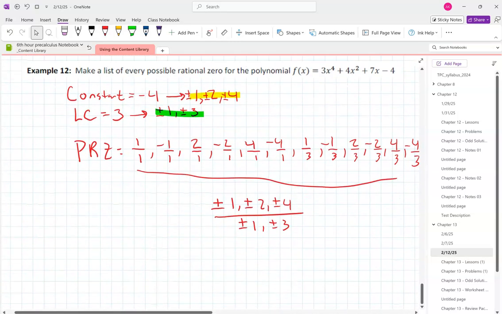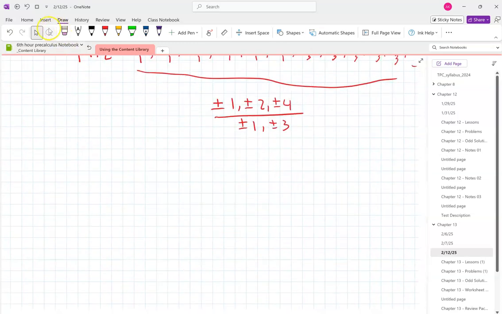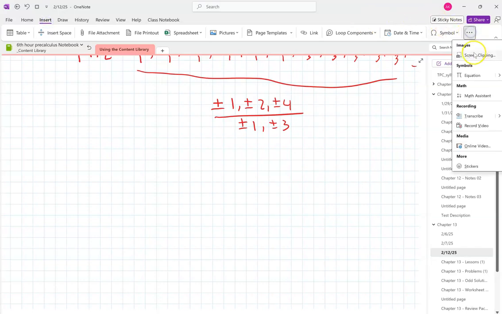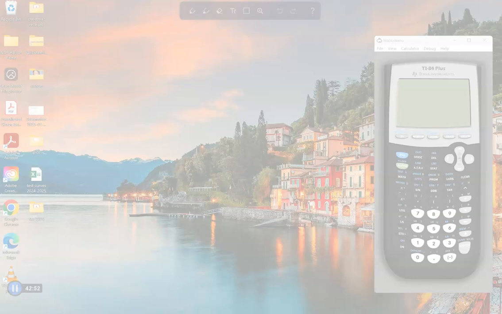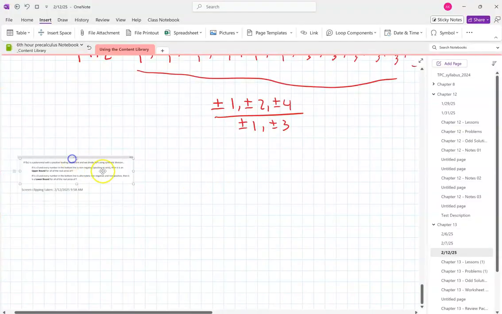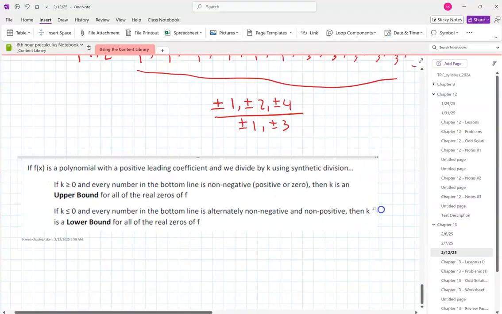Now when I was a student, I would just randomly, blindly pick one of these values and try the synthetic division to see if I get a zero remainder. There was another theorem that I would use in conjunction with this, that depending on what my division result looked like, I might be able to eliminate more than one of these. So let me put that in here and talk about how I would have used it.